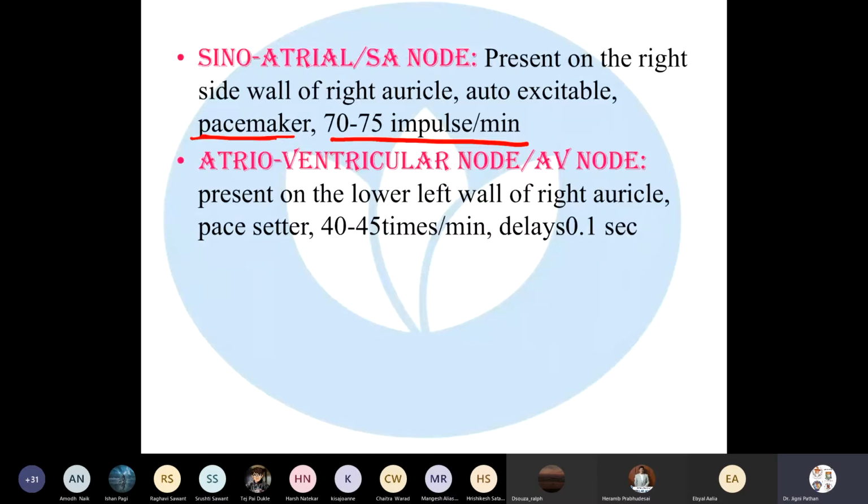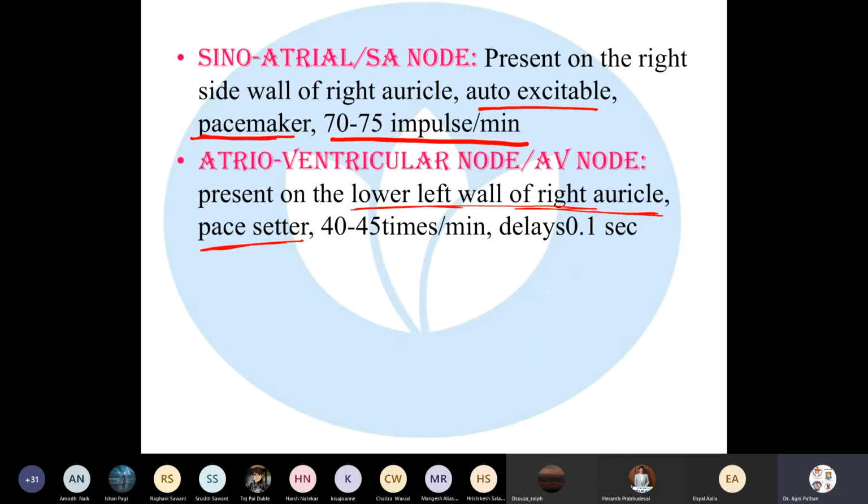Very important question. How many impulses? 70 to 75 impulses per minute. Very important. The location you know, and it is auto-excitable. After the SA node, there is the atrioventricular node or AV node, which is present on the lower left wall of the right auricle. If you look into a diagram, it is present on the left wall of the right auricle.